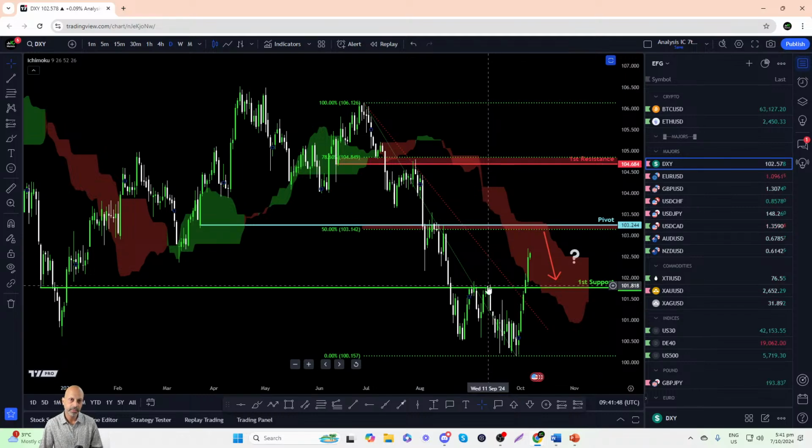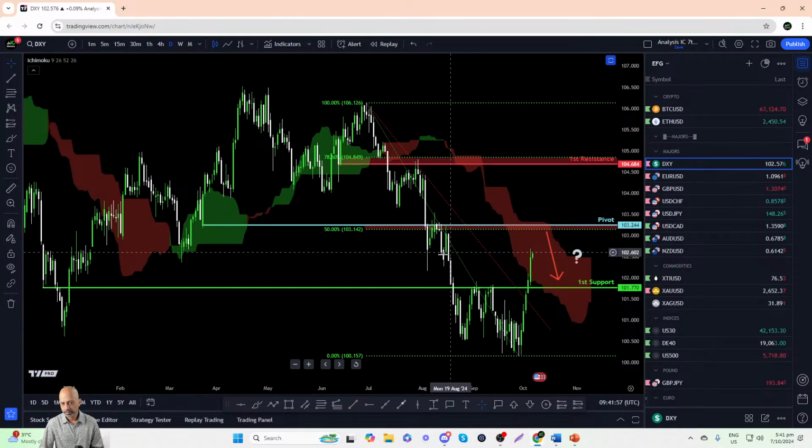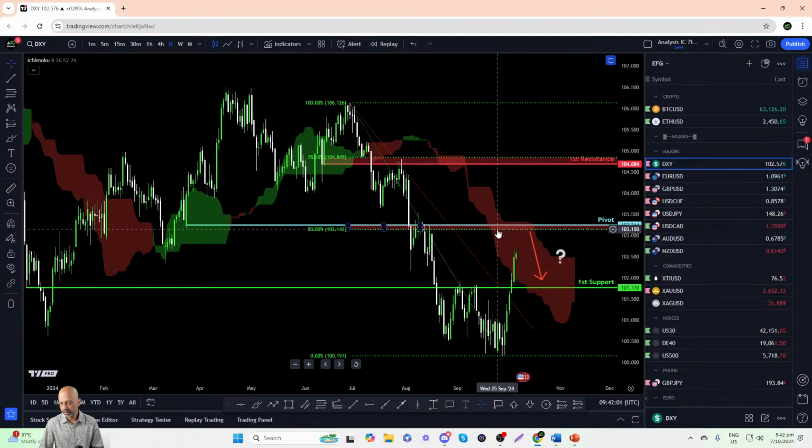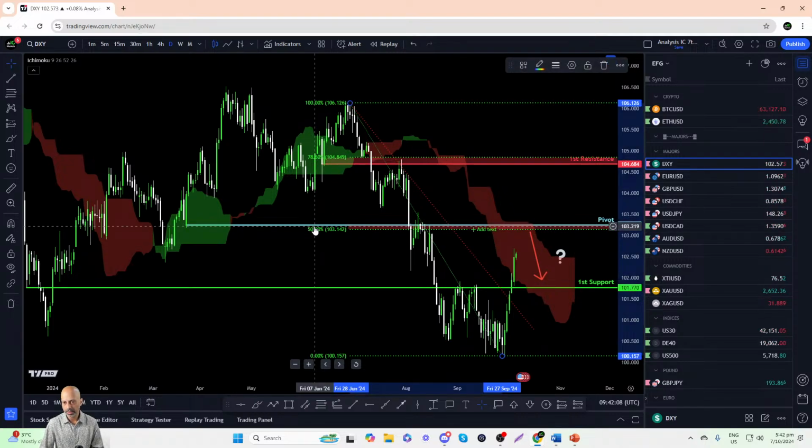So what was previously a resistance area can now function as support. That's how the first support has been identified, and that's at 101.77. It's a nice pullback support level here. Then looking a little bit higher, at 103.24 I see a pretty decent resistance level, which is accompanied by the 50% Fibonacci retracement.